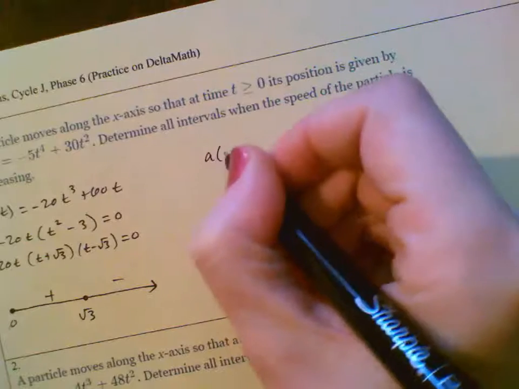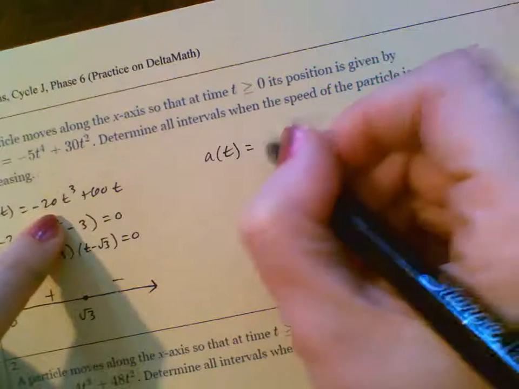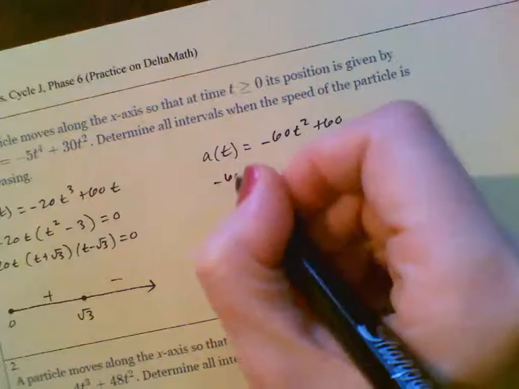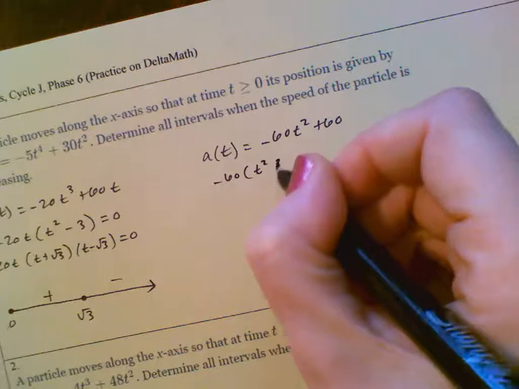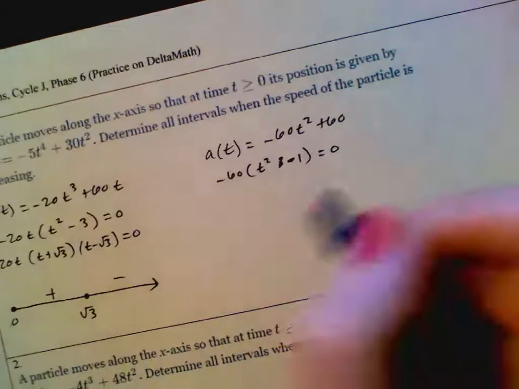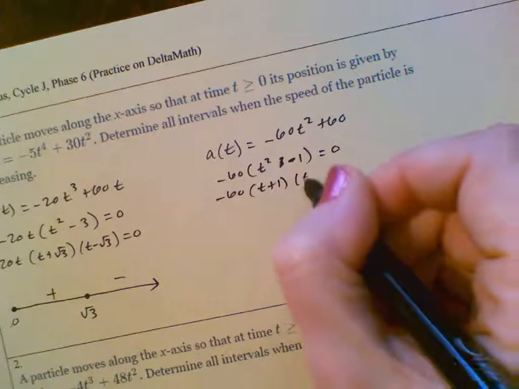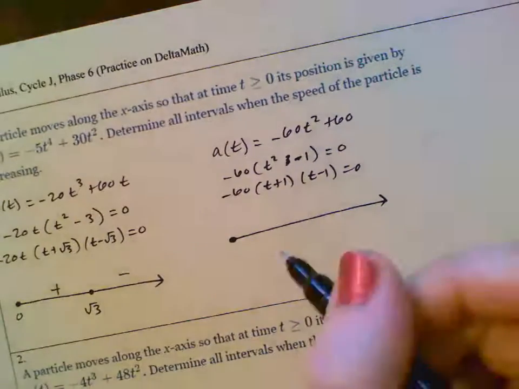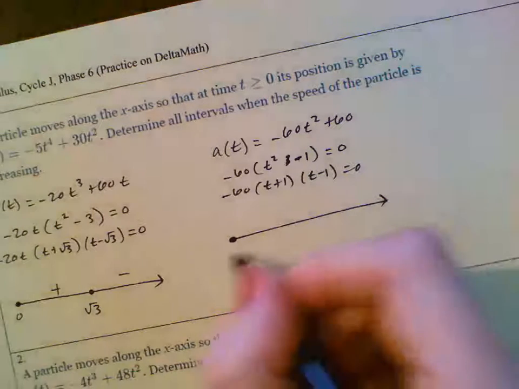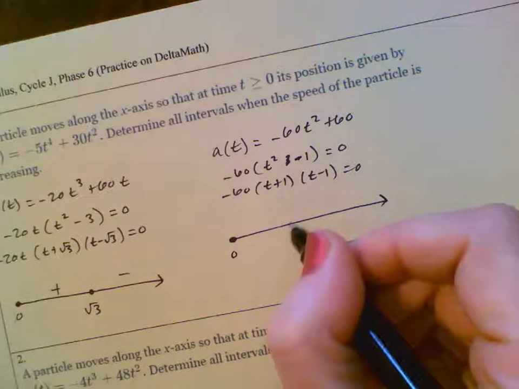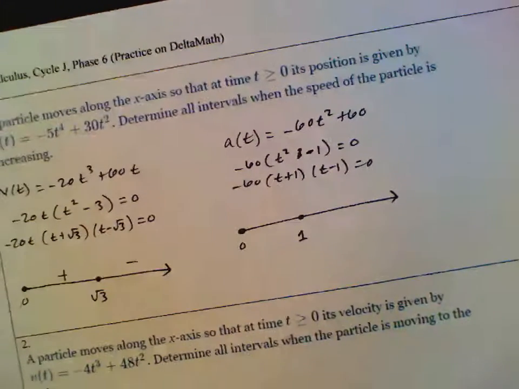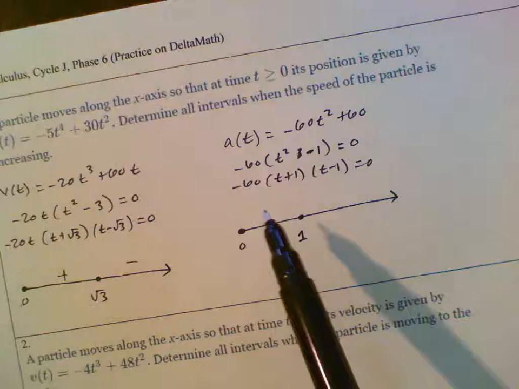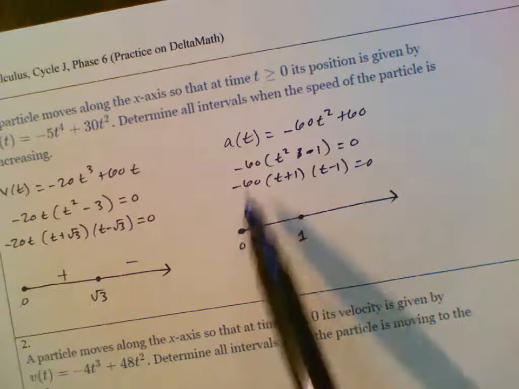Now acceleration. It's the second derivative, so this is negative 60t squared plus 60. All right, and then I could factor out negative 60, t squared minus 1, my bad. So here's going to be the acceleration graph. The critical numbers here would be negative 1 and 1, but we've got to start at 0, so it's just going to be 1. Oh, no, it wouldn't be 0. Yeah, duh. 0 is not a critical number.